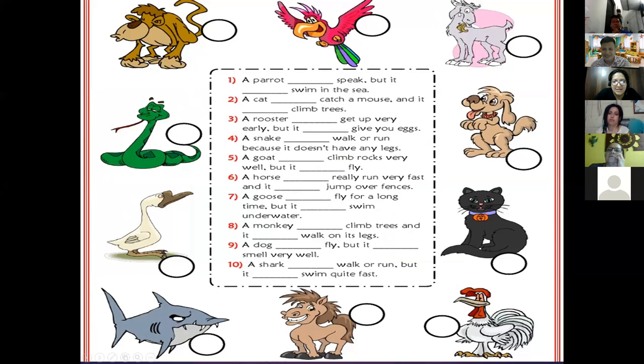Horse. Okay, we got it like this. Cabra. Yeah, cabra. Thank you, Carla. In English, goat. Okay, what about this one? Monkey. This one? The snake. This one? Dog. Yes.